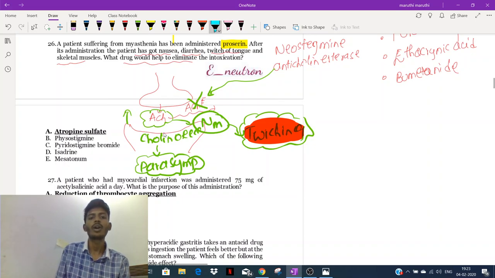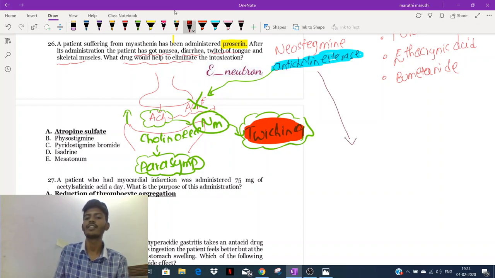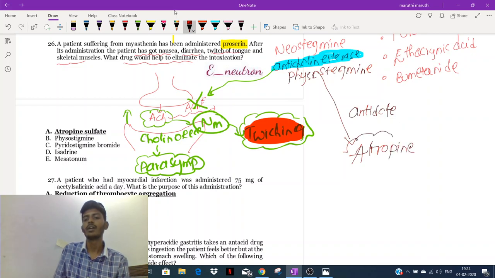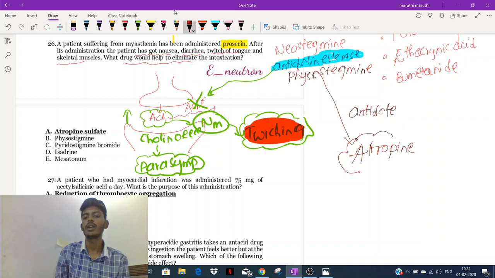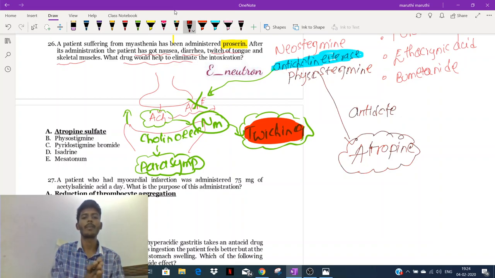Okay. Now, what is our question? What is the antidote for this drug? Now, anywhere when we have a poisoning with an anticholinesterase drug, that is not just neostigmine, even physostigmine, the drug of choice for the treatment would be atropine. The antidote would be atropine. So this is a story of our atropine sulfate. What is atropine? Atropine is a type of cholinoblocker. Okay. So this video will stop here, and I'll upload a part 2 for this. Thank you, guys.